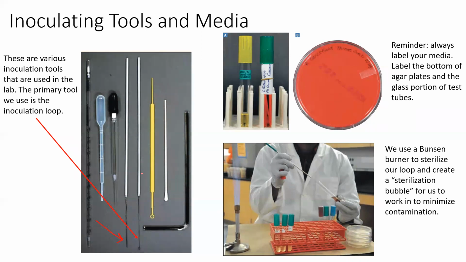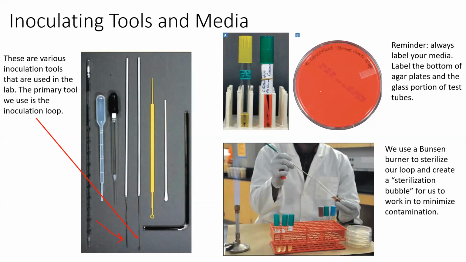Okay, so just a quick reminder, you always want to label your media, okay? And when it comes to broth cultures, which are liquid cultures in a test tube, you want to always label the glass test tube, not the lids, because lids come off and can be shuffled around or lost. Slants and deeps are also in test tubes, so the same rules apply here. And with agar plates, you always want to label the bottom of the plate.